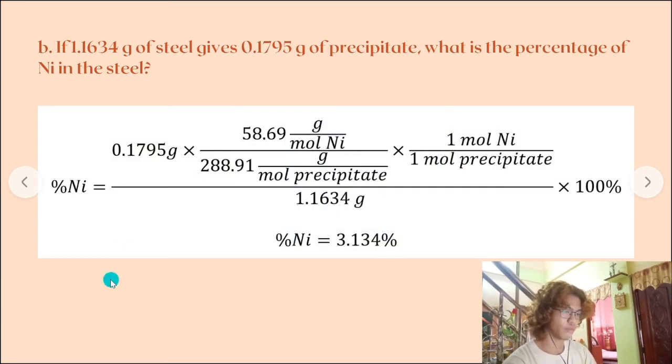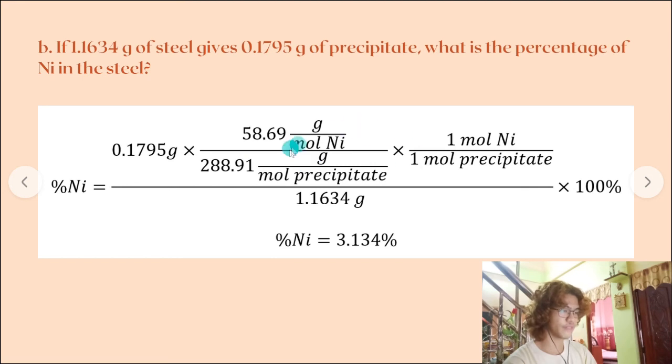So we can solve for the percent by weight of the nickel through gravimetric analysis. We can do this by first multiplying the mass of the precipitate by its gravimetric factor. So we have the 0.1795 grams of the precipitate and multiply it by the molar mass of the nickel, 58.69 grams per mole, over its own molar mass, which is 288.91 grams per mole. And then we multiply it by its stoichiometric ratio. Once again, we have seen a while ago that for us to produce 1 mole of the DMG nickel complex, we only need 1 mole of the nickel.